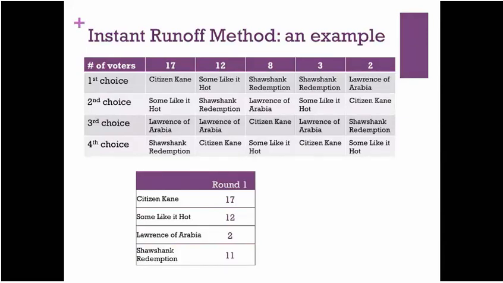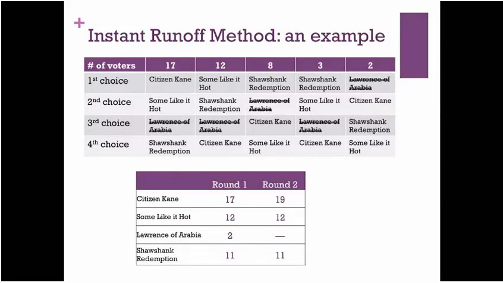All right, now, did anybody get a majority? Well, what would be a majority here? 17 plus 12 plus 2 plus 11. That is, what is that? 42, I believe. And no one has a majority out of that. So we're not finished. What we need to do is throw away one of the candidates, and the one we throw away is Lawrence of Arabia. Okay, so now Lawrence of Arabia is no longer in contention, and we can actually indicate that on our preference schedule by crossing Lawrence of Arabia out everywhere.